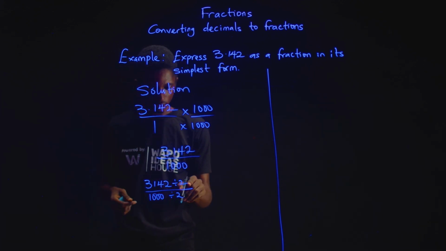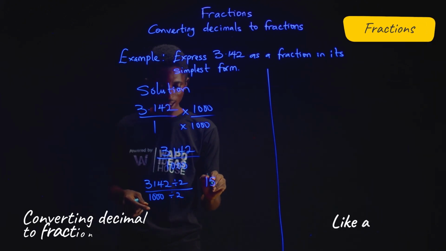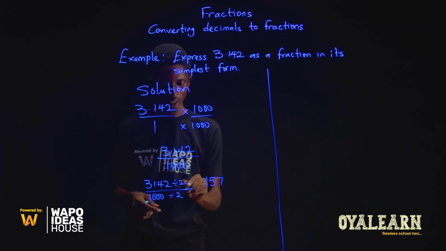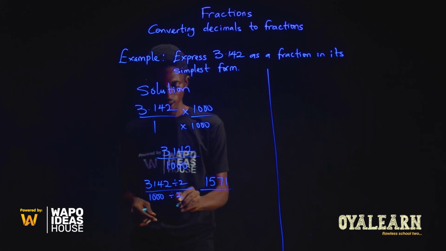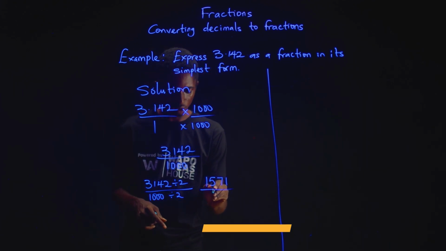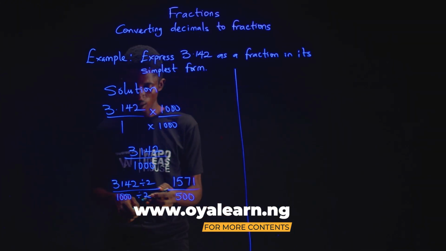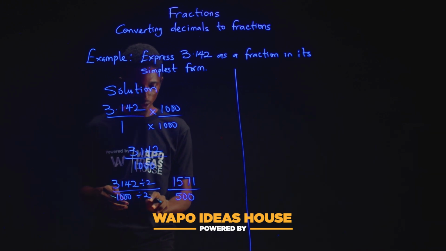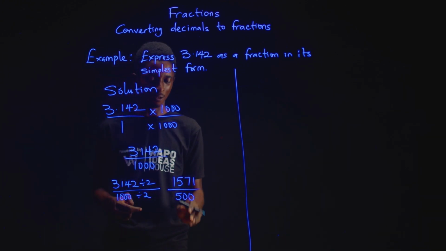Now, 2 in 3, that is 1, remember 1. In 11, that is 5, remember 1. In 14, that is 7. And then in 2, that is 1. Over 2 in 1,000 will give us 500. Now, we've divided 3,142 by 2, and we got 1,571. And then 1,000 divided by 2 gave us 500.